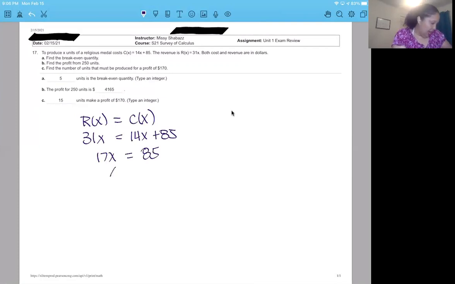And that gives me x equals 5. So 5 units will let me break even. Part B is find the profit from 250 units.